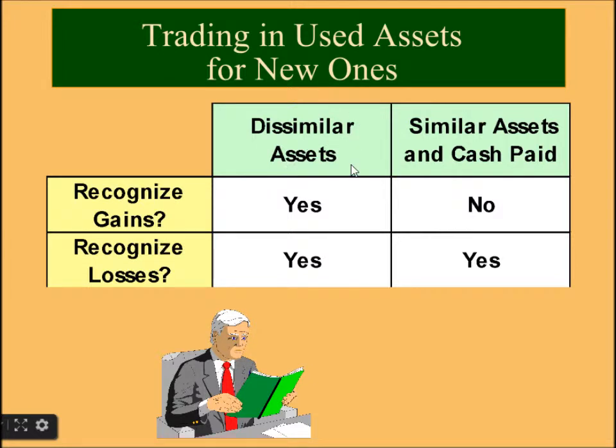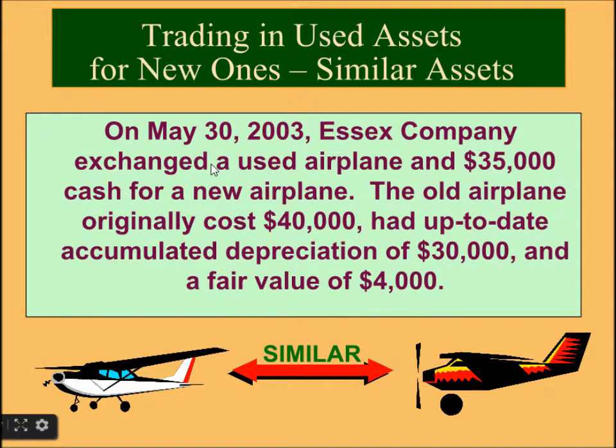Let's see. In case of dissimilar assets, we should recognize the gain and recognize the losses. In case of similar assets and cash paid, we should not recognize the gain. We should recognize the losses. Let's do an example to understand more.